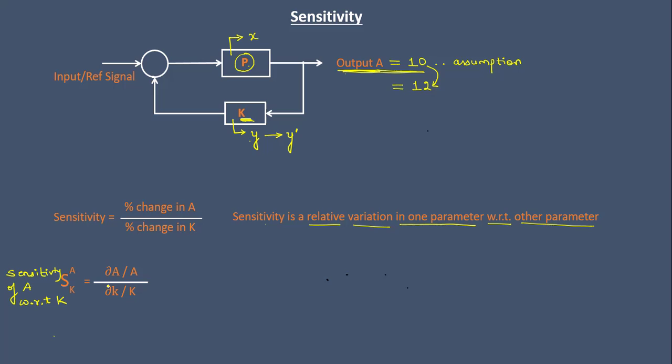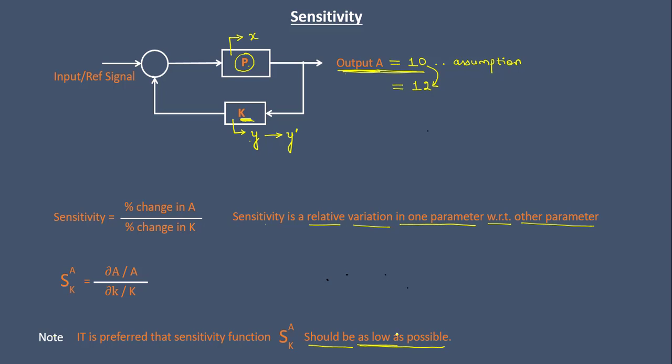Mathematically, since sensitivity is the change in A, I can write it as dou A by A, with respect to the change in K, which I can write as dou K by K. So this is the basic formula of sensitivity. One important note is that it is preferred that the sensitivity function should be as low as possible. When we discuss the sensitivity of an open loop transfer function and closed loop transfer function, we will get to know why the sensitivity should be as low as possible.